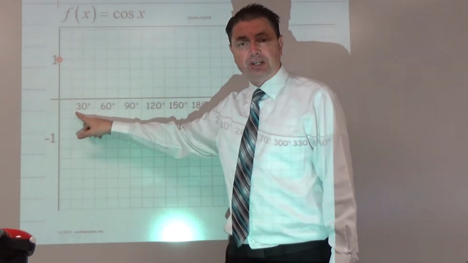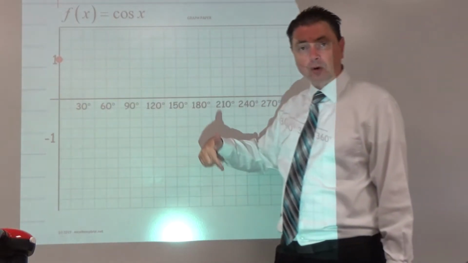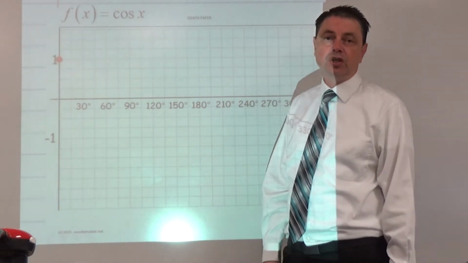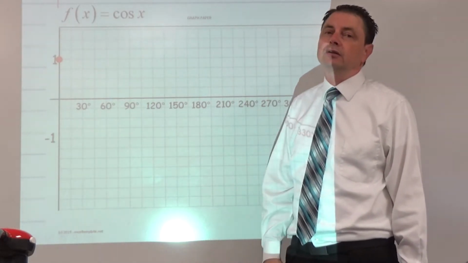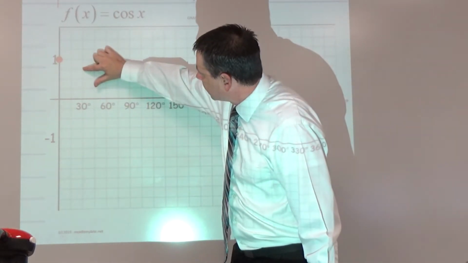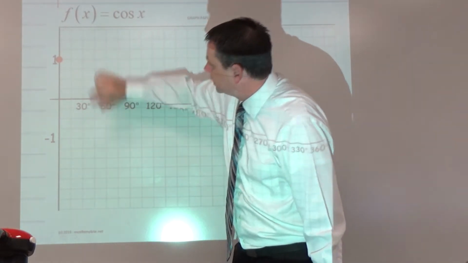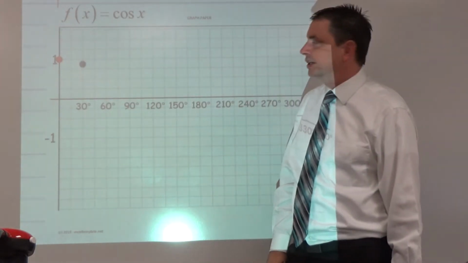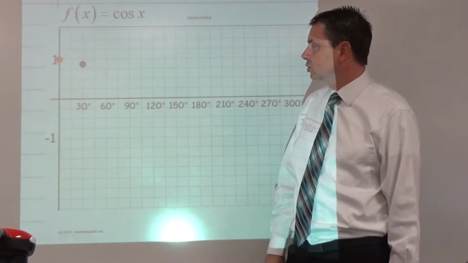And then 30 degrees, the x-coordinate was the square root of 3/2. If we use a calculator, it's going to say that's about 0.87. So 0.75 is about halfway between these two, and at 30 degrees is our square root of 3/2.